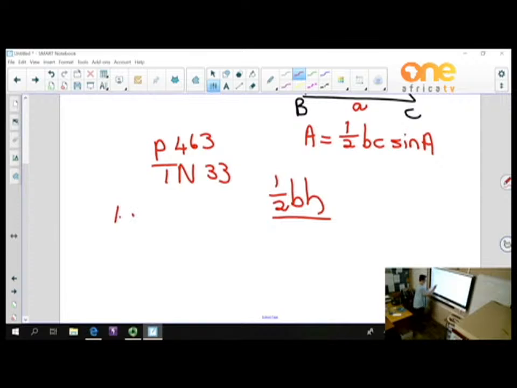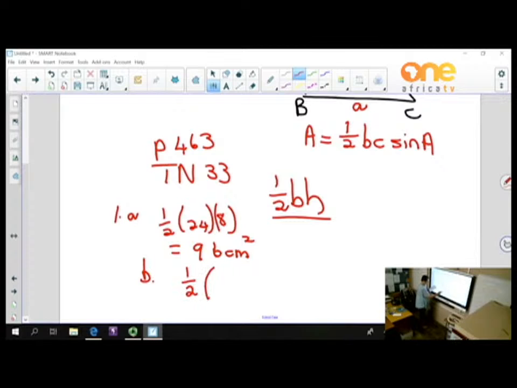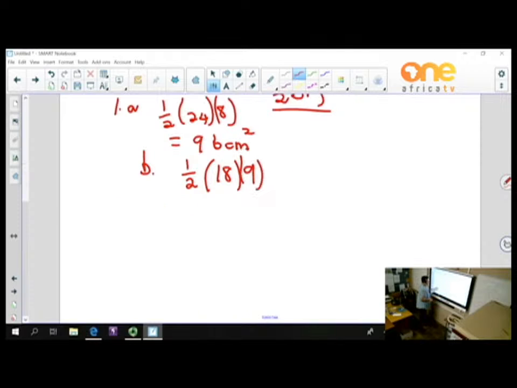So if we take the first one, number 1A, it will be a half of 24 times 8. And my answer there is 96 square centimeters. It's area that we are calculating. Right, number B. Now, what's important here is which two sides are you going to choose? They must be perpendicular, so it is a half of 18 times 9 that we will use there. And I got 81 square centimeters.